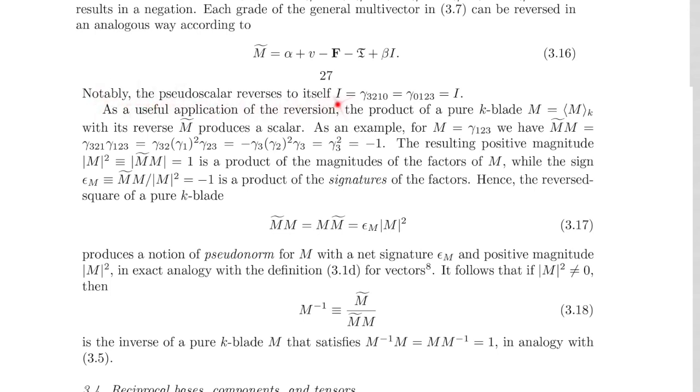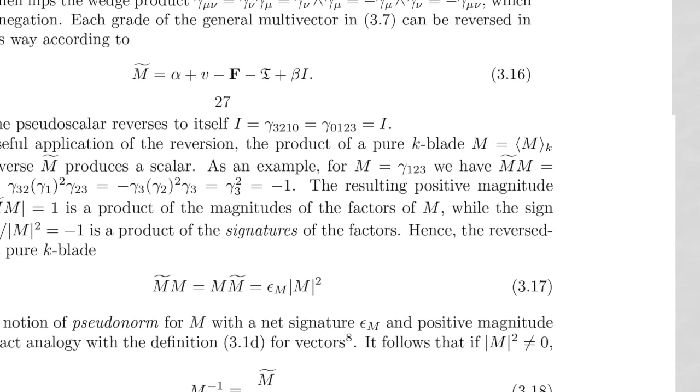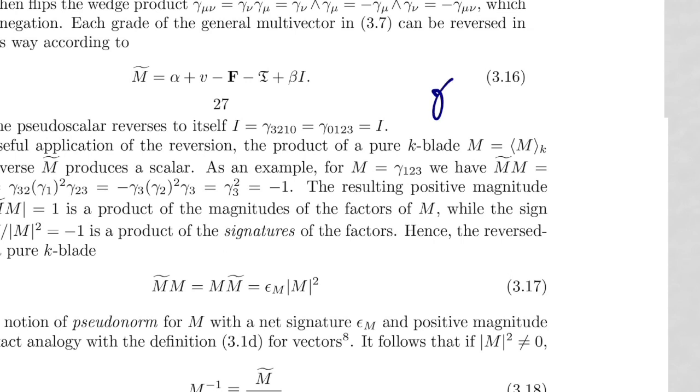Notably, the pseudoscalar reverses to itself. So the reversion of I is actually I. Now, the reason this is important to see is because of gamma 0, 1, 2, 3. By just exchanging the positions and turning it into gamma 3, 2, 1, 0, you realize there's an even number of exchanges to do this. The permutation that goes from 0, 1, 2, 3 to 3, 2, 1, 0 is an even permutation.